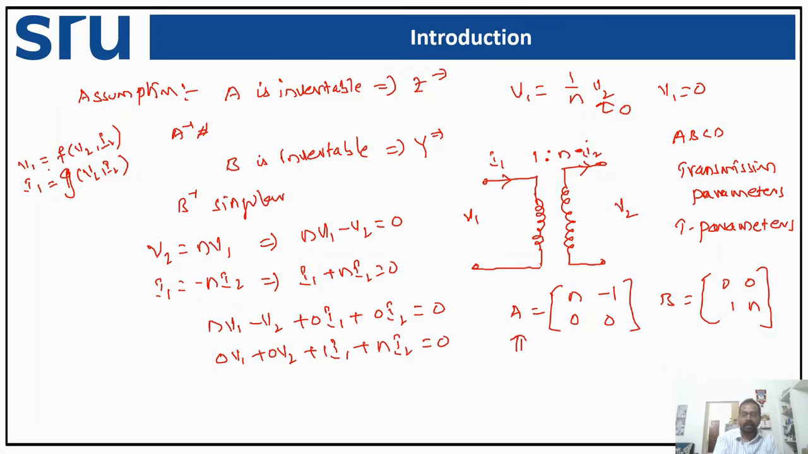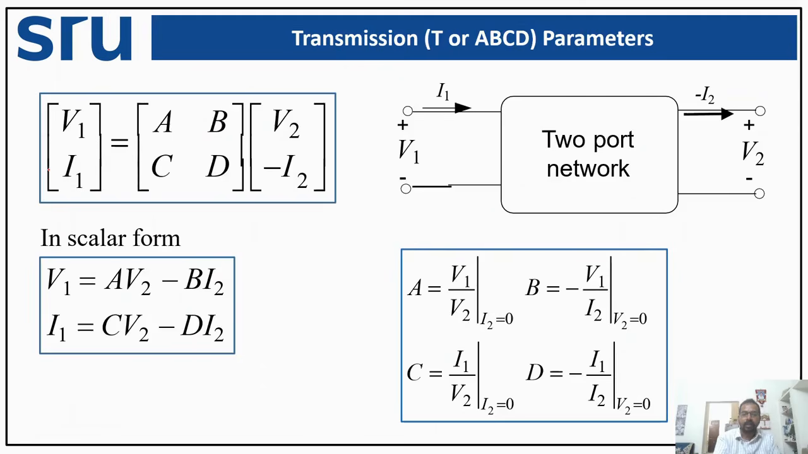So the standard equations for ABCD parameters are V1 equal to A V2 minus B I2, and I1 equal to C V2 minus D I2. This is because we assume that the current is leaving the terminal here. For example, in the transformer, the current tries to leave the positive terminal of the second output port, but as a convention we have I2 as incoming. So in order to satisfy the convention, we write minus here.